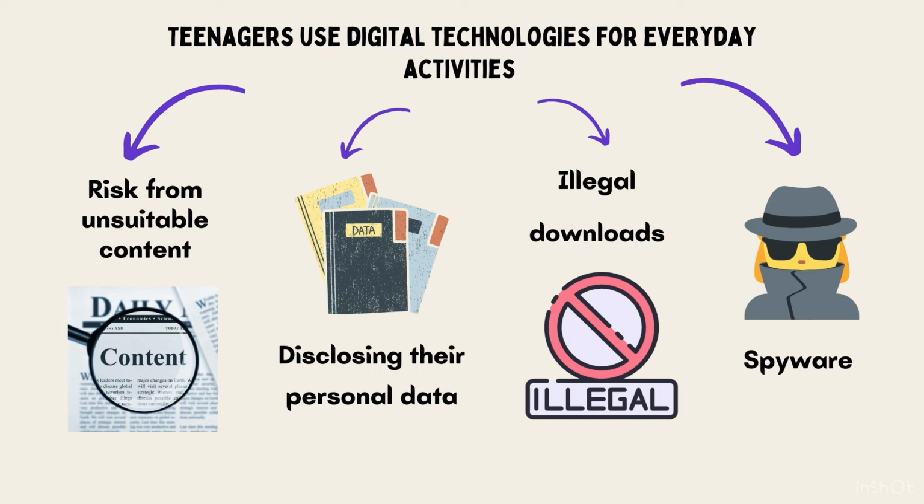Nowadays, teenagers use digital technology for everyday activities like keeping in touch with friends on social media, relaxing, and doing schoolwork. Because they are online so much without supervision, they will face risks from unsuitable content, disclosing their personal data, illegal downloads, and spyware. Indeed, teenagers need to be able to identify acceptable and unacceptable online content independently. They also need to know how to behave respectfully online and avoid online risks.